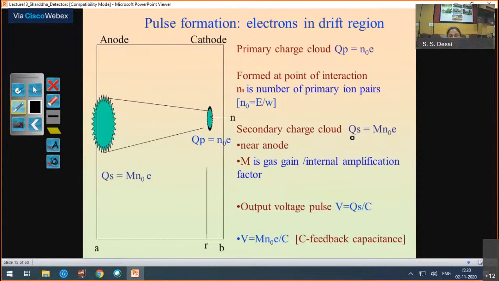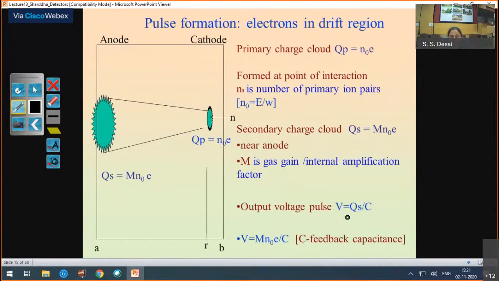Here, when it is drifting under the effect of the electric field, it drifts quite close to the anode, and while drifting towards the anode, the number remains the same. When very close to the anode, at the critical electric field, it is amplified. So you can see that here M is the gas gain. This is the amplification factor of this detector. It depends on the amount of electric field you are applying between these two electrodes.